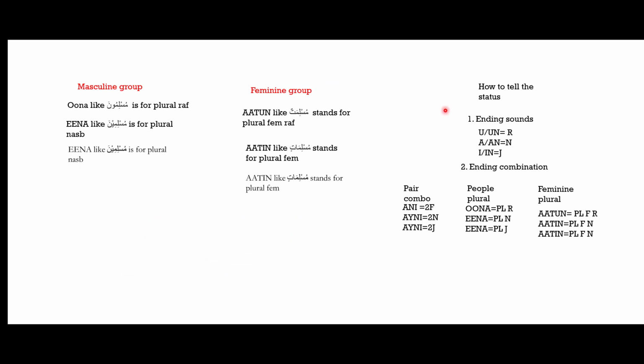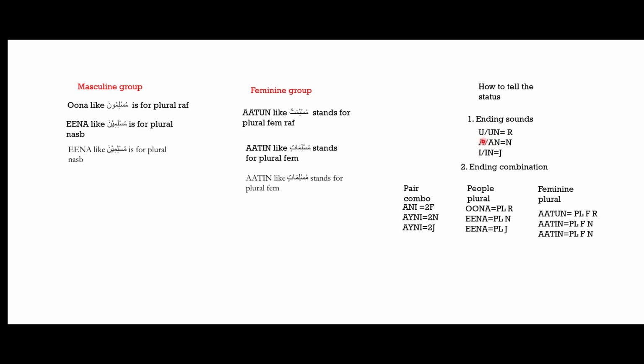Okay, so here is how you can determine the i'rab. First is ending sounds. If you see u or un, that is damma or dammatain, then you can write R beside those isms. R means a raf status. And if you see a or an, fatha or fathatain, then N, and if you see i or in, single kasra or kasratain, then J. And if you have ending combinations, if you have sound plurals, now this kind of ending sounds you can have in singular isms as well as broken plurals.